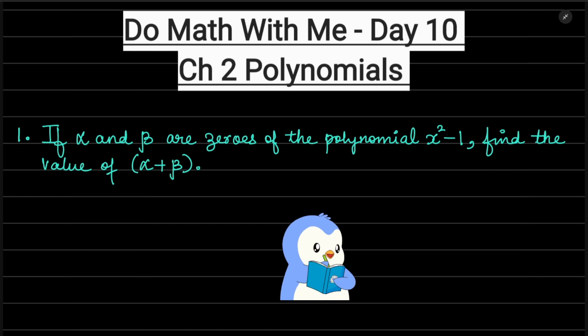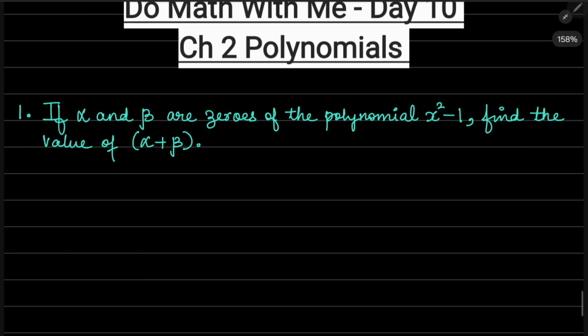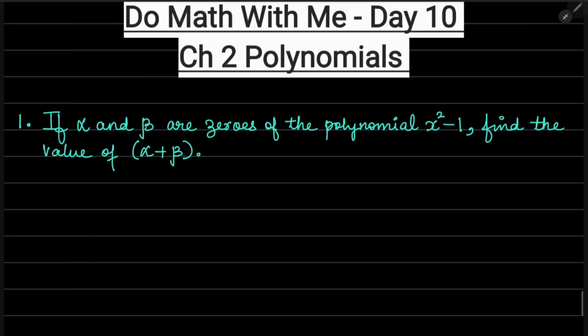The first question for the day is, if alpha and beta are zeros of the polynomial x square minus 1, then find the value of alpha plus beta. So this is your given question. Let's do it. You're already given that alpha and beta are the zeros of x square minus 1, right? So the given polynomial p of x is nothing but x square minus 1.